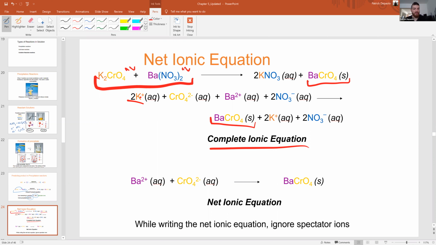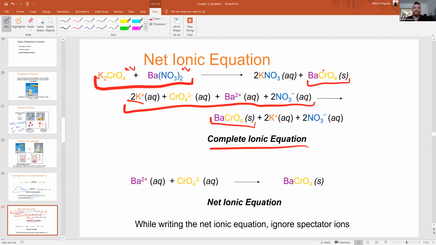2K plus, CrO4 2 minus, plus barium, Ba2 plus, and the NO3, 2NO3. That's the left side here. It's the same exact thing, just split up by ions. Then it yields the right side. The right side, we'll ignore the solid for now, but it'll be 2K plus and then 2NO3 minus. Got that. And then the solid.